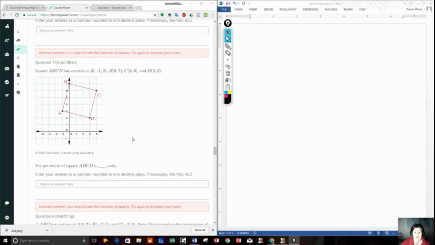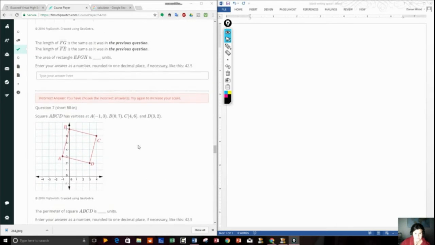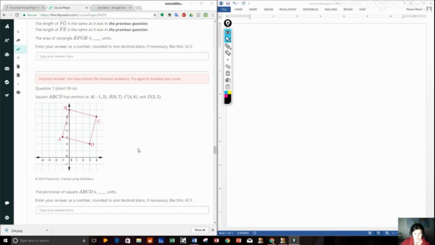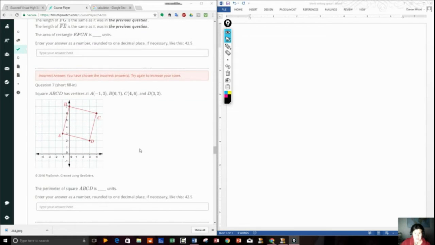Okay, so now I'm going to do question 7. Square ABCD has vertices at A -1, 3, B 0, 7, C 4, 6, and D 3, 2. What is the perimeter of the square? Okay, so we're going to find the perimeter of a square, which is all of the sides added up. And now I know a square has all of the same sides.